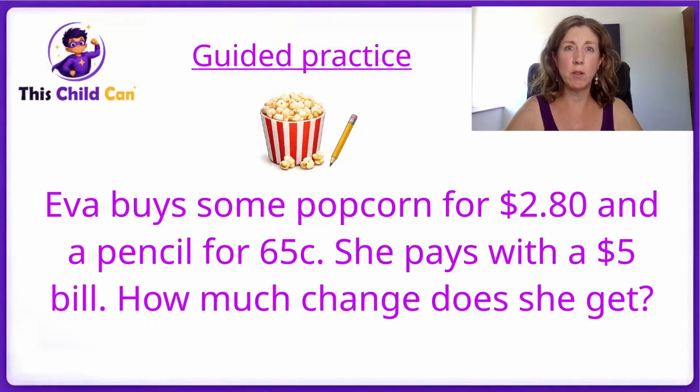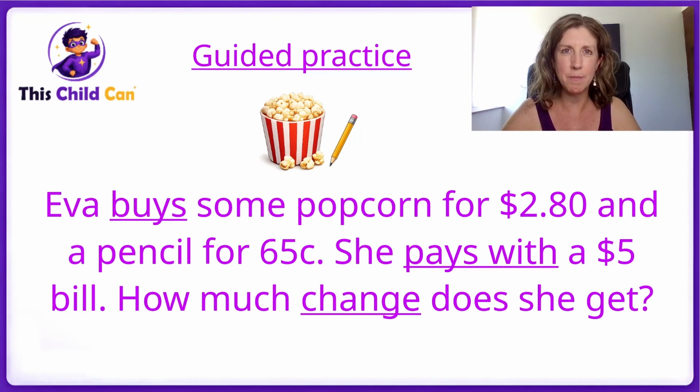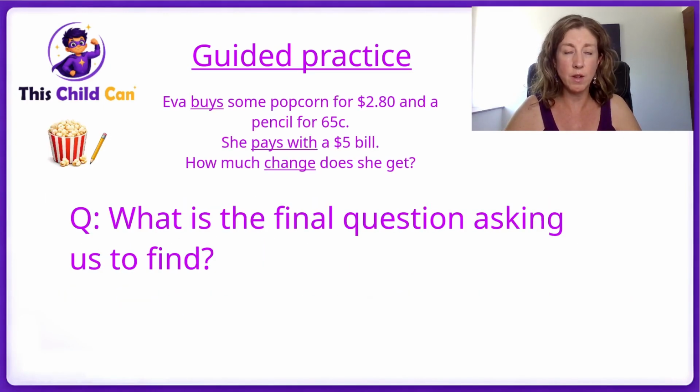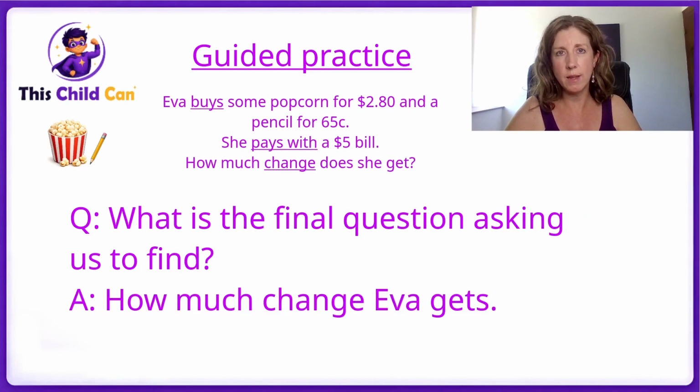Then you can help your child to practice this by doing an example like this one. Eva buys some popcorn for $2.80 and a pencil for 65 cents. She pays with a $5 bill. How much change does she get? You can start by asking your child, what are the key words in this question? And you're looking for the answer of buys, pays with, and change. And don't forget to underline them. Then you can ask your child, what is the final question asking us to find? And you're looking for the answer of how much change Eva gets.